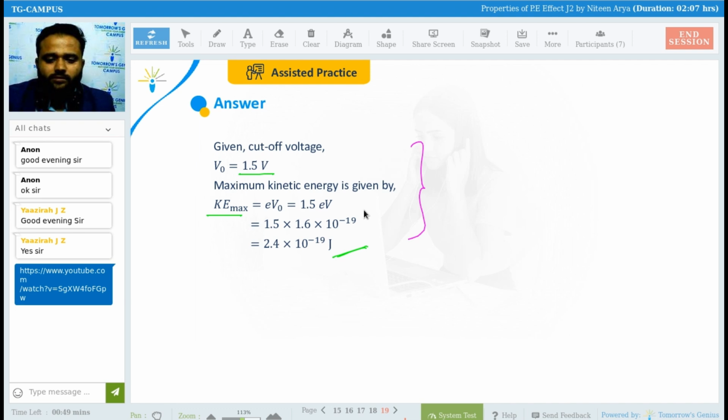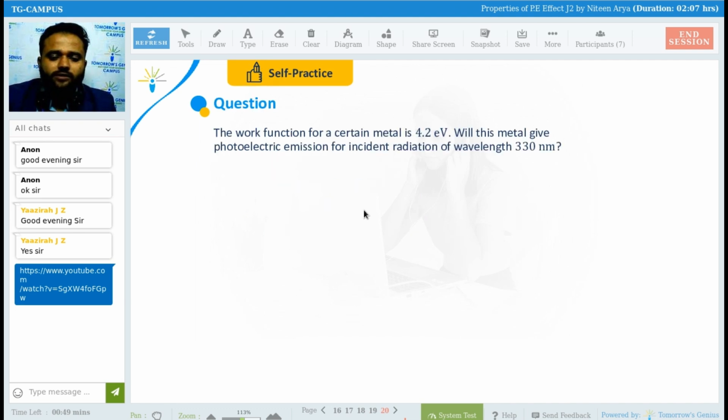Understood. Okay. The work function of a certain metal is given. Will this metal give photoelectric emission for incident radiation of the given wavelength? So tell me if it will or not. Work function is given, lambda is given. With the help of lambda, you can find the energy. If the energy is lesser than the work function, it will not emit, and if it is greater, it will emit.